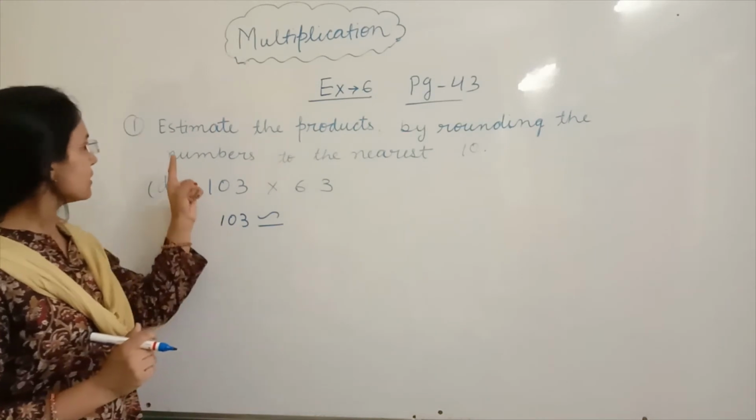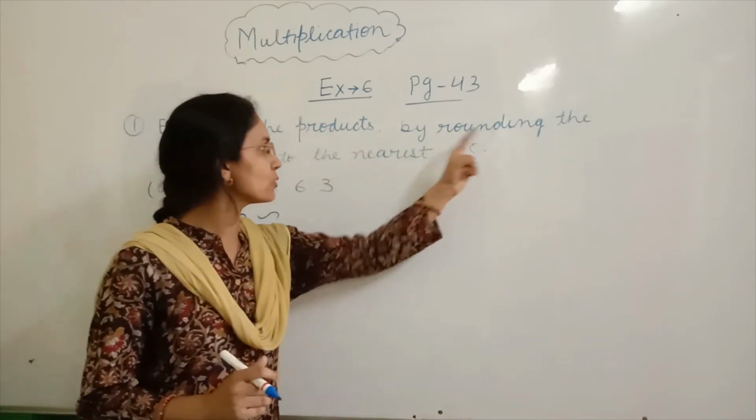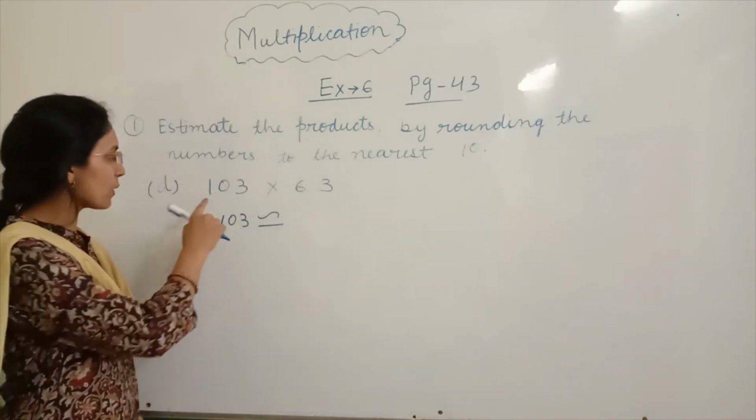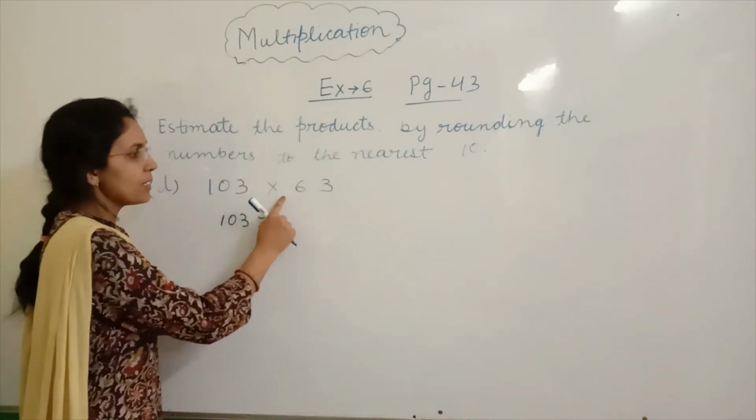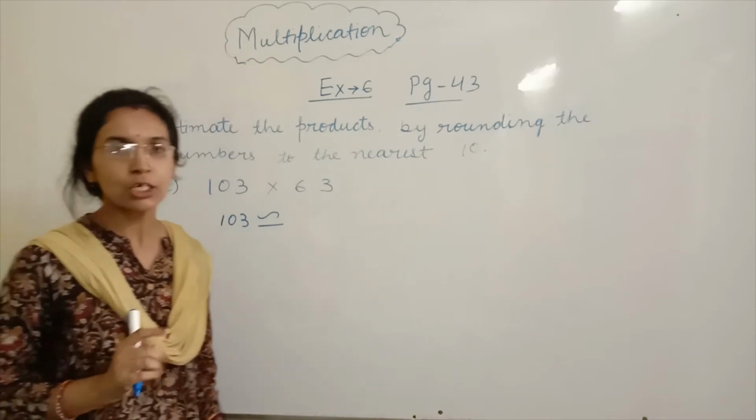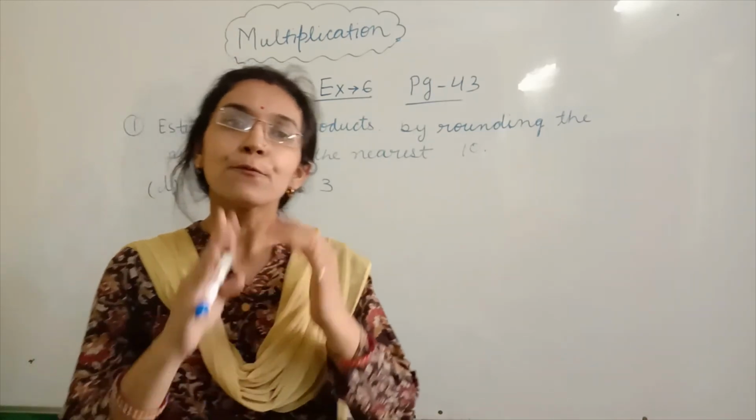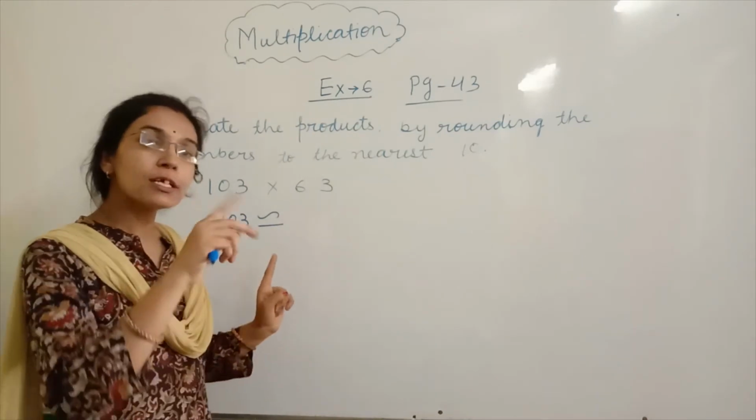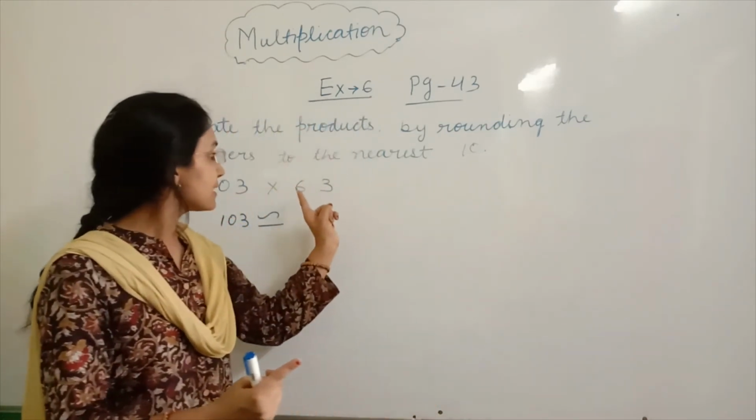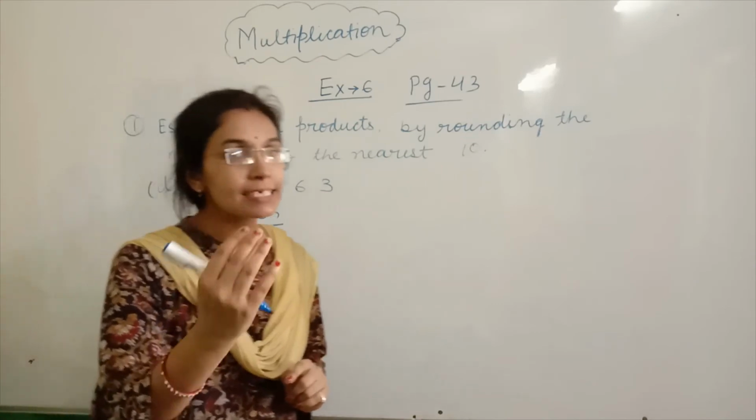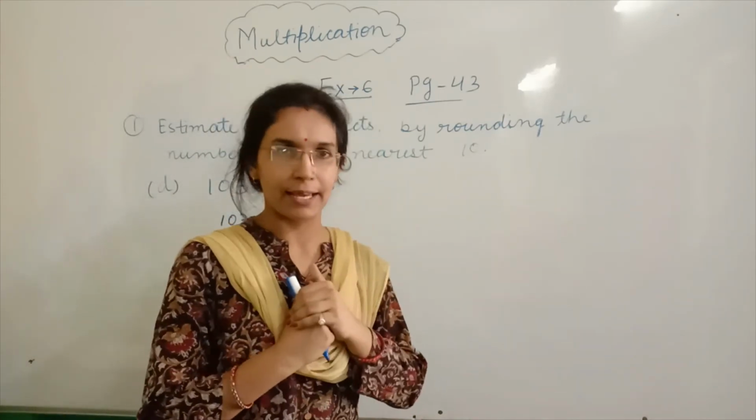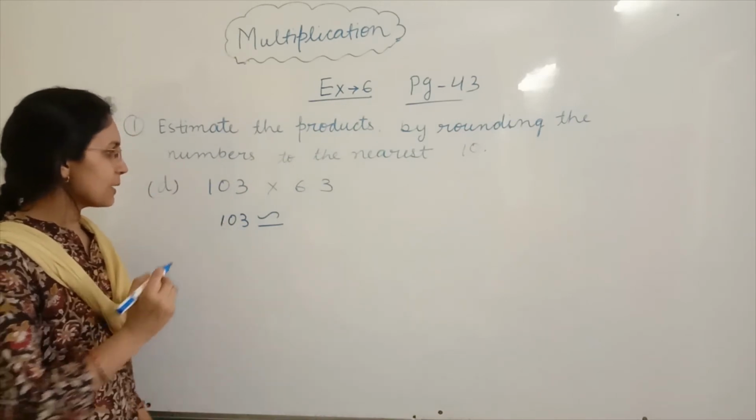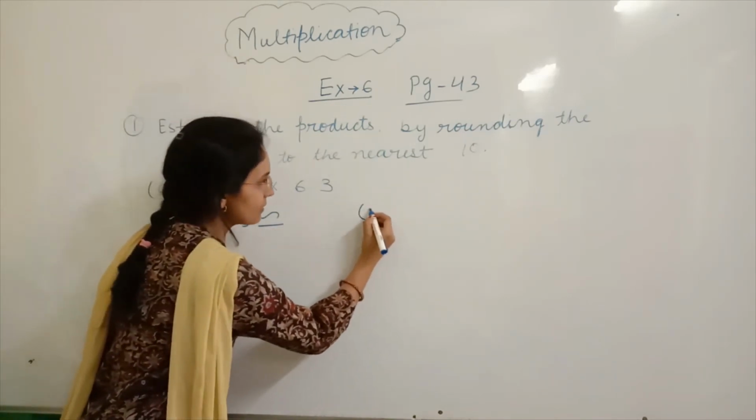Your question is, estimate the products by rounding the number to the nearest 10. The question is 103 multiplied by 63. First of all children, we'll round the number 103 to the nearest 10 and 63 also to the nearest 10, and then we'll multiply. So see the process.